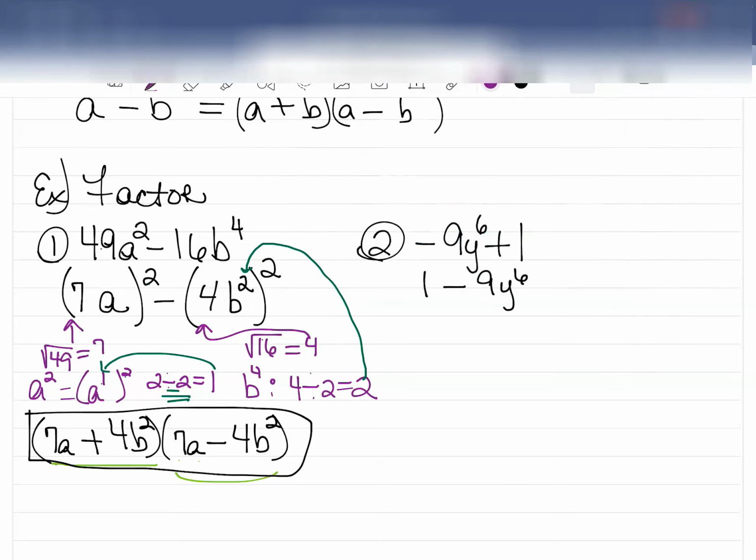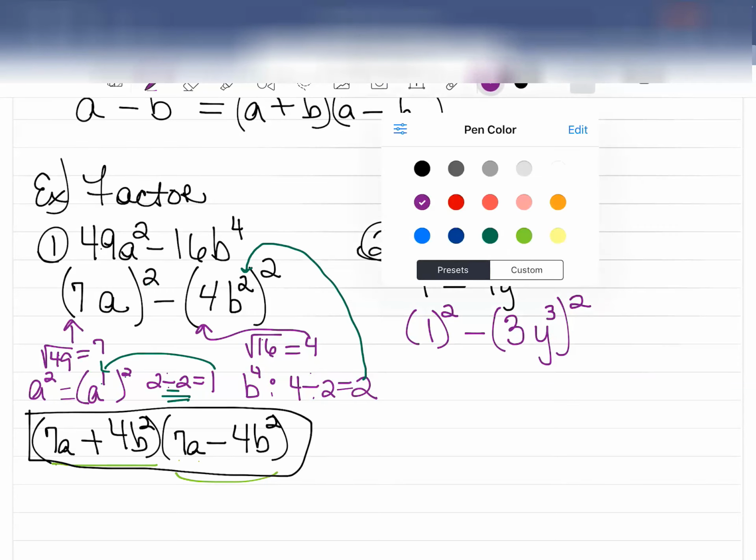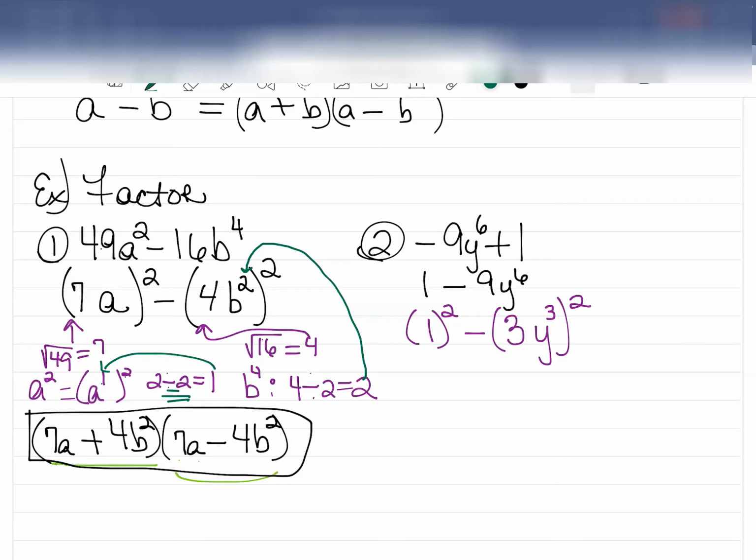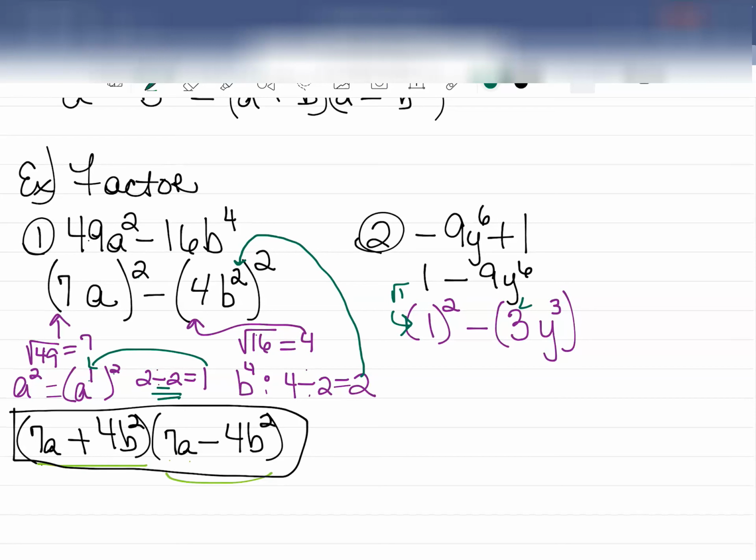Well, the 1 is easy. 1 squared will give me a 1. 9, if I take the square root of 9, that'll give me a 3. And if I divide that 6 exponent by 2, it'll give me a 3 as well. So see, I just figured it out in my head, and I just wrote it down here so you see it matches the format. So there I added some extra notes on there for you.